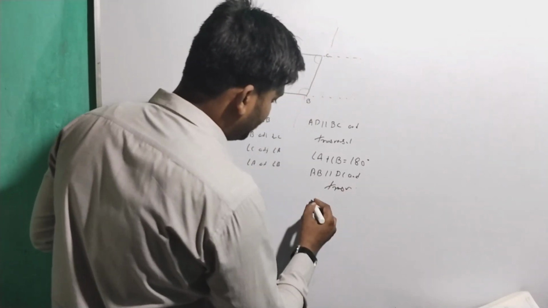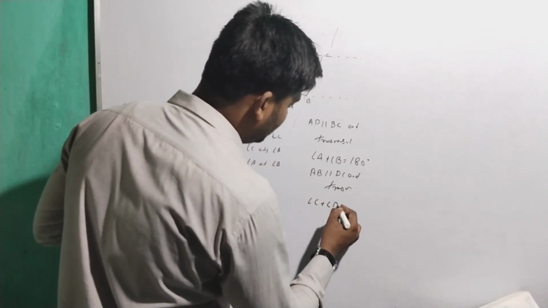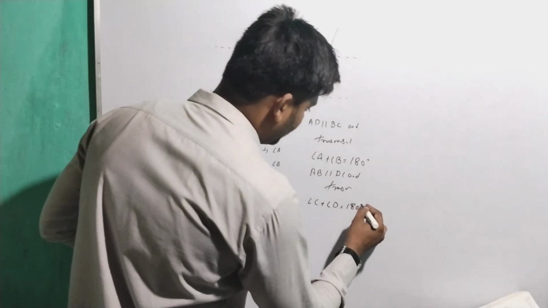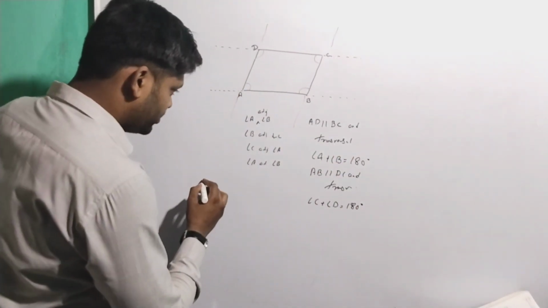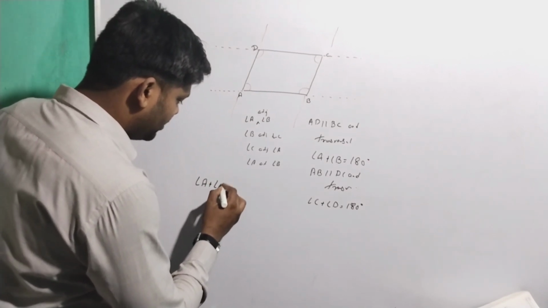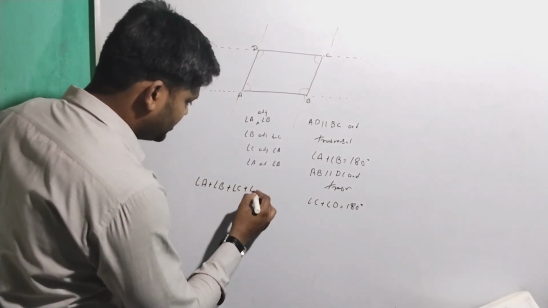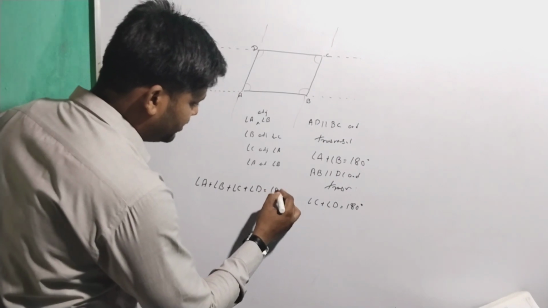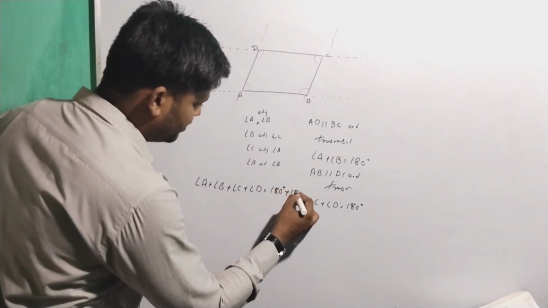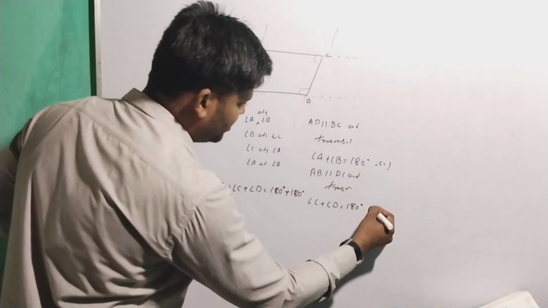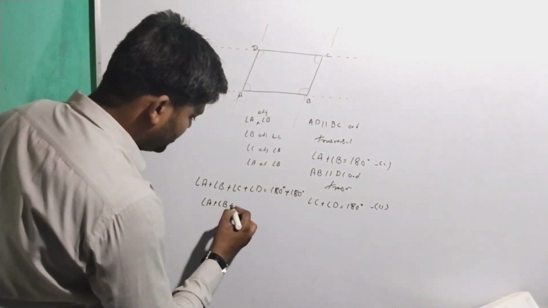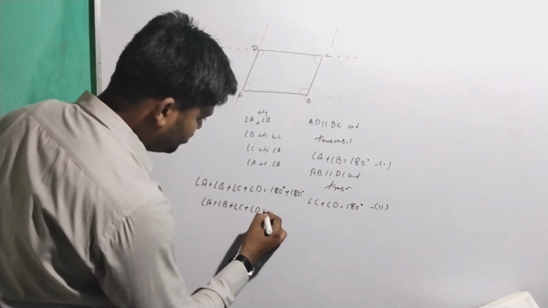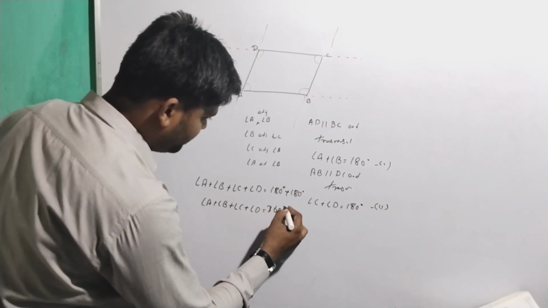Okay, in that case what will happen? Angle C plus angle D will give you 180 degrees. Now add both the values, first equation and second equation. So first equation, angle A plus angle B plus angle C plus angle D will be 180 degrees plus 180 degrees. Equation 1 is there, equation 2 is there. So angle A plus angle B plus angle C plus angle D is equal to 360 degrees.